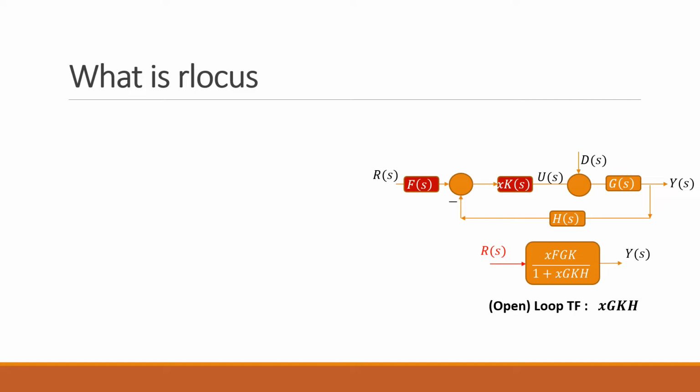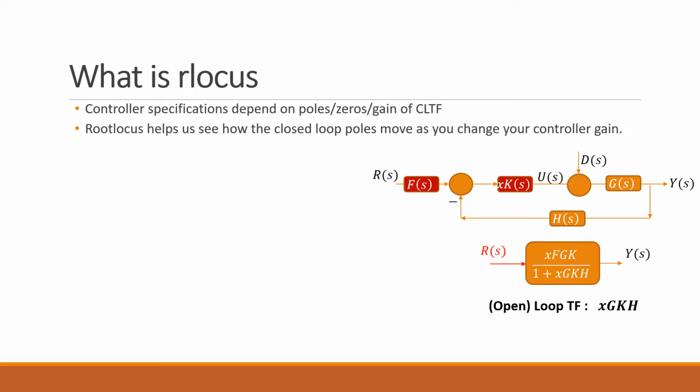Consider this block diagram. If you ignore the disturbance, you can reduce this into a single block, which is the closed loop transfer function. The closed loop transfer function is XFG K divided by 1 plus XGKH. The open loop transfer function is just XGKH in the denominator. The controller design specifications depend upon the poles and zeros and gain of the closed loop transfer function, and the root locus helps us see how the closed loop poles move as you change your controller gain by some factor x. The controller poles and the controller zeros have to be decided separately.